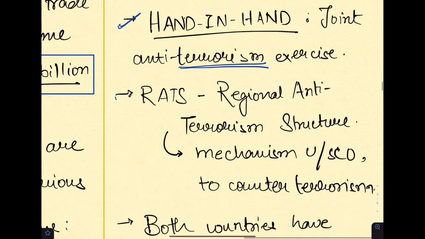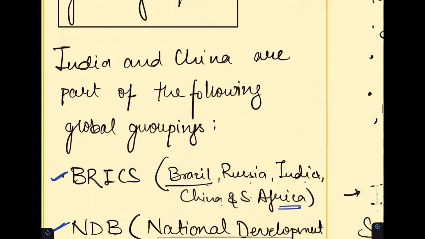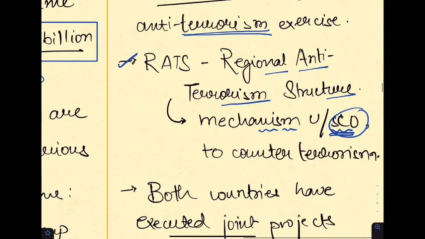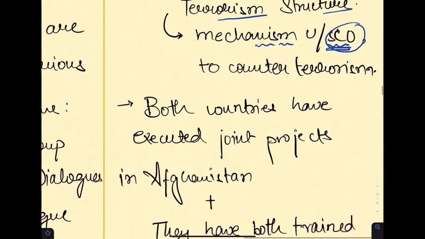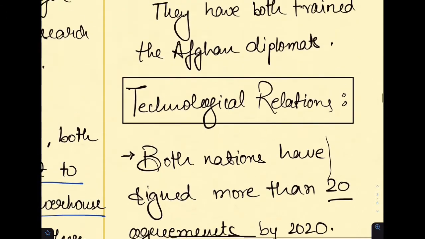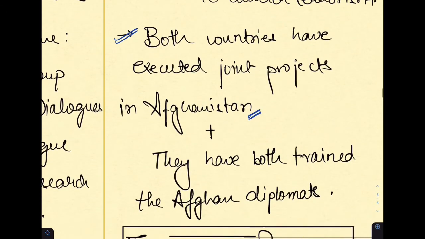Then the second one is your RATS, that is Regional Anti-Terrorism Structure. Now this is a mechanism under SCO. SCO, as you have seen, is your Shanghai Cooperation Organization, and this is also for counter-terrorism. Both the countries have executed projects in Afghanistan as well. In Afghanistan, both the countries are using their joint power in making projects, and they have trained the Afghan diplomats as well. Both of them.